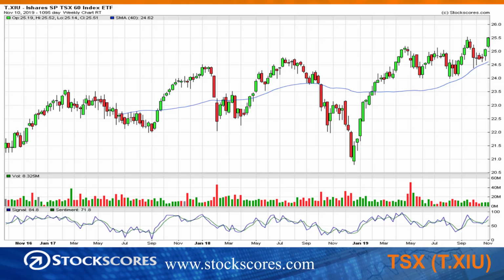On to the Canadian markets, and here is the TSX, which also broke to new highs. We had that original breakout back here. We made a little flag pattern. We've broken the flag, and that indicates that this market is likely to go higher in the near term.